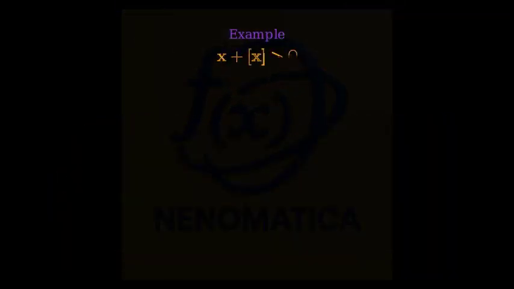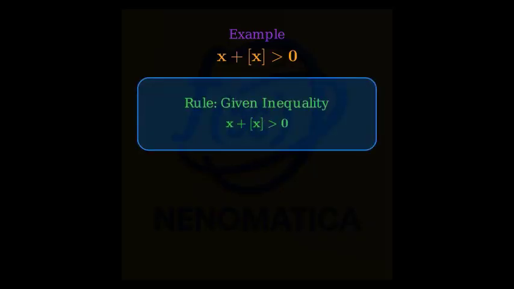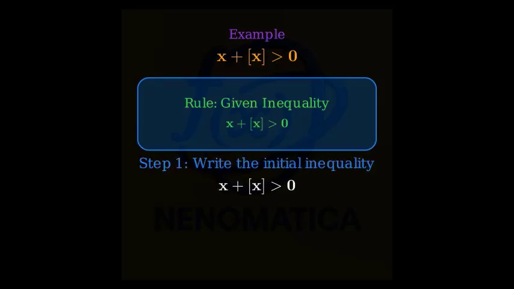We will solve the inequality x plus floor of x is greater than 0, following the exact step-by-step algorithm shown in your image. First, show the label example, then the problem in orange. Step 1. State the initial inequality exactly as given. We show a rule box titled Given Inequality, then the step title, and the inequality x plus floor of x greater than 0.